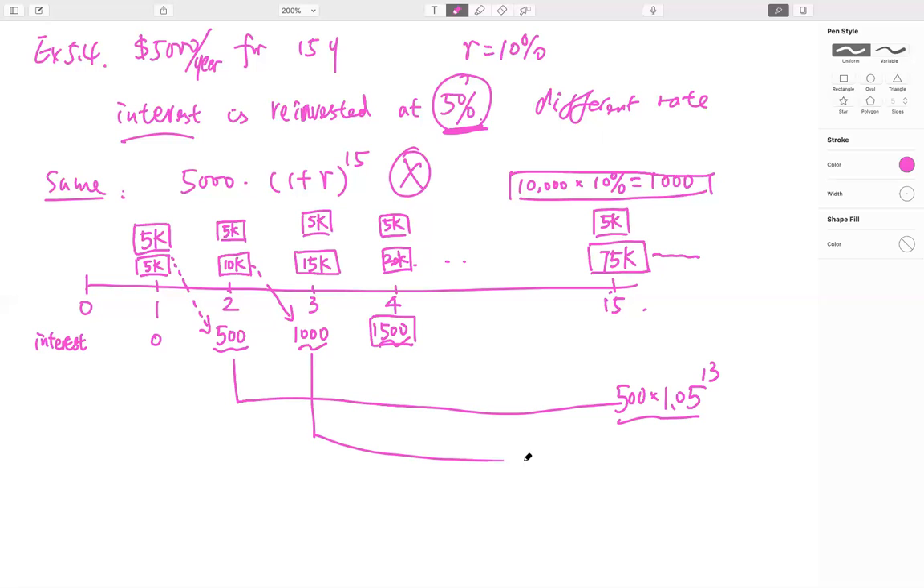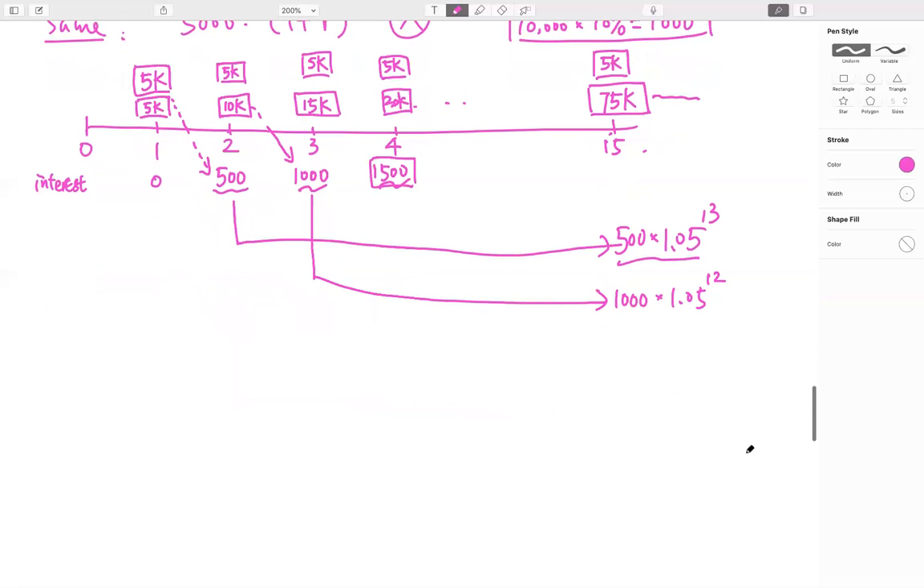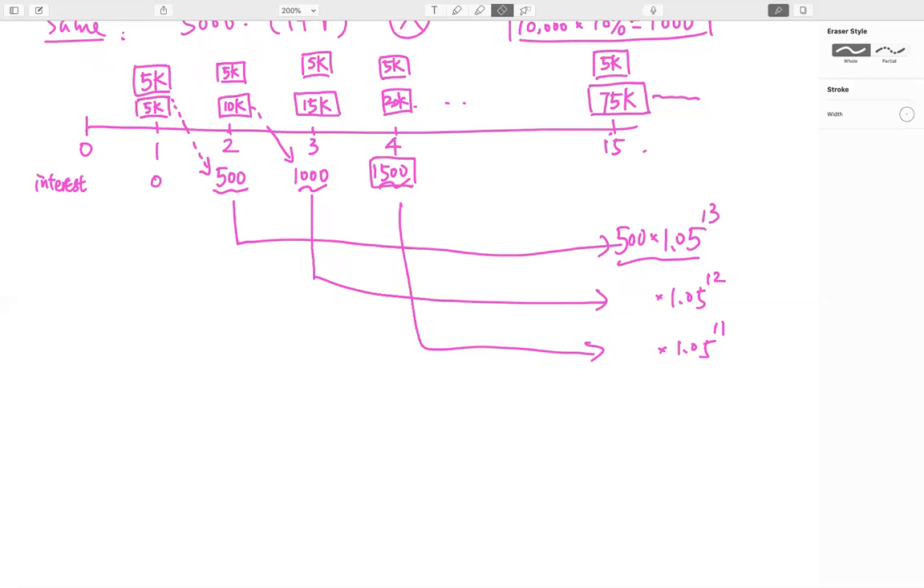Now I study the second one. It is 1,000, right? Okay, what would be the trend? 1,500 times 1.05. This is 11, right? So you can easily see the trend, right? So this is 500 times 1. Let me write this as 500 times 2, 500 times 3. What do you find in common?